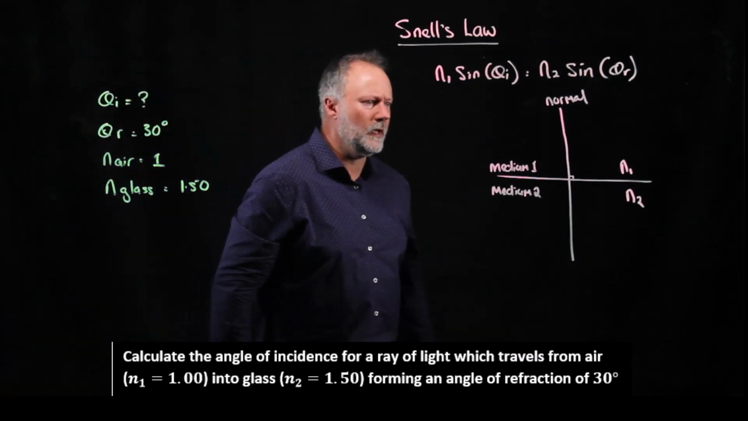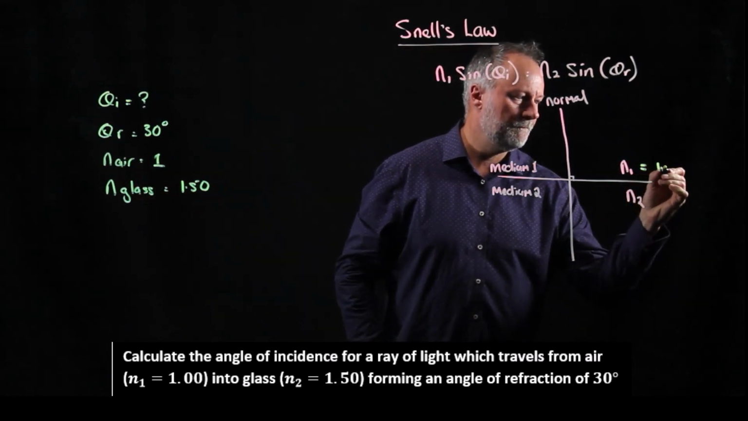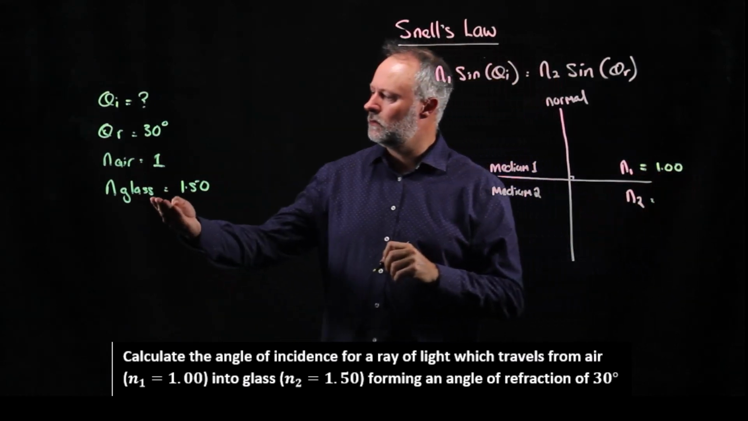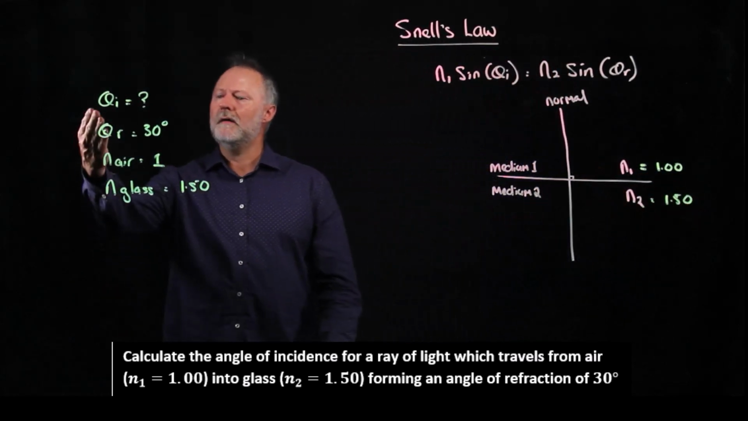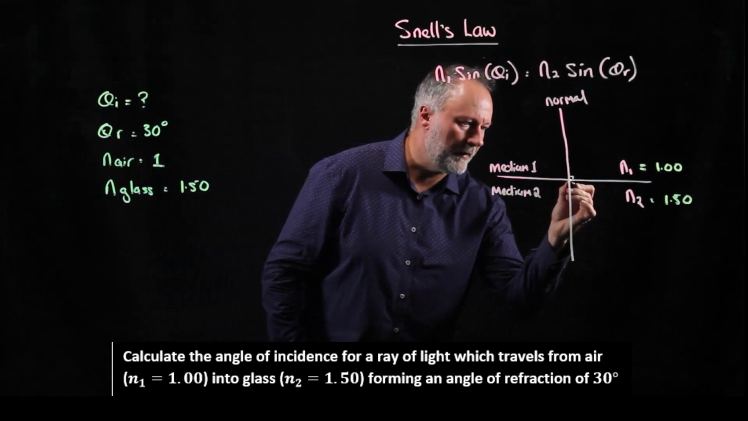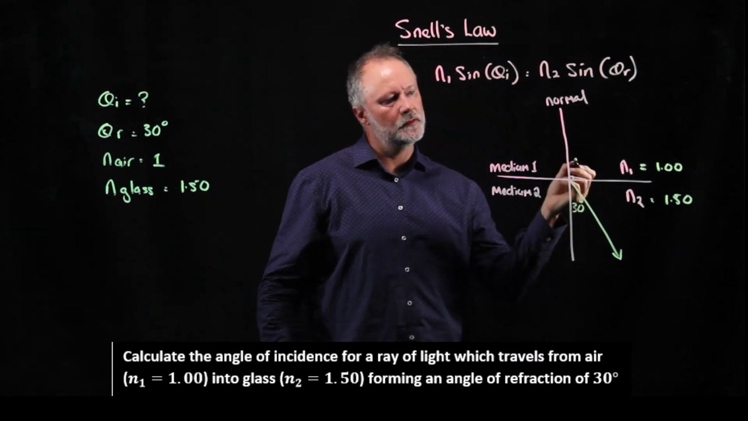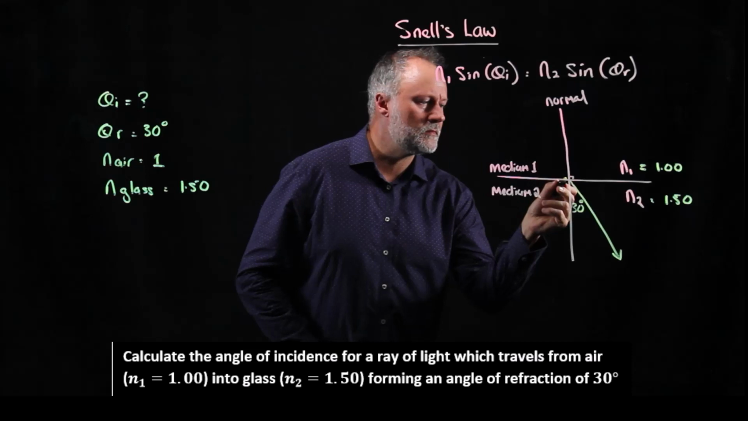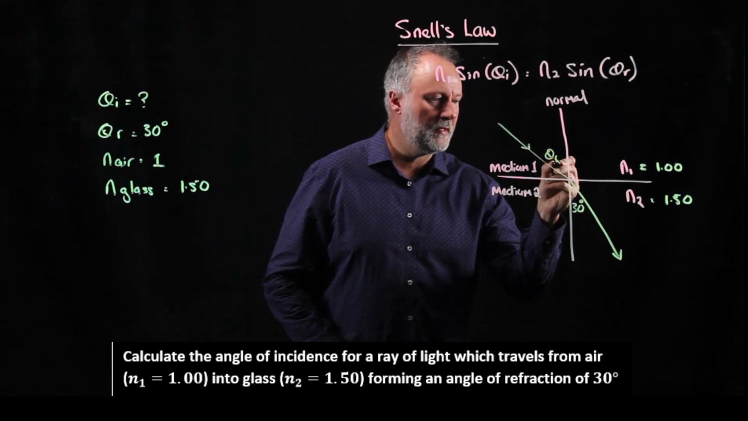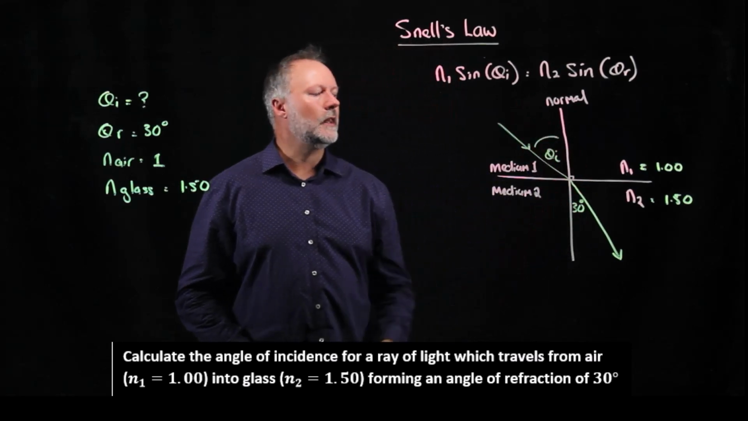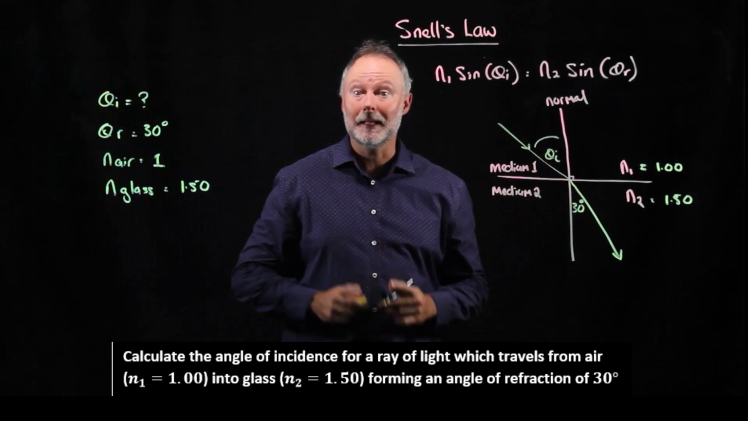On our diagram, we have the refractive index of the first material, travelling from air into glass. Here's our diagram. So we know we have an angle of refraction, the light being refracted, of 30 degrees. And we want to know what's the angle of incidence. What angle of incidence would cause an angle of refraction of 30 degrees? Here's our information set out. Here's our diagram. Let's now do the mathematics.